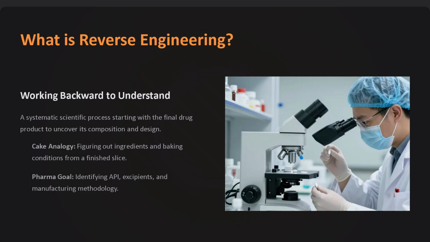Let's begin with the basic idea. Reverse engineering is a systematic scientific process where we start with the final drug product and work backward to understand its composition and design. Think about it like this. Imagine you are given a slice of cake. Without seeing the recipe, you try to figure out what ingredients were used, how much of each ingredient was added, and how it was baked. In pharmaceuticals, scientists do the same thing. They analyze the finished drug to identify the active pharmaceutical ingredient, the excipients, and the manufacturing process used to create it.